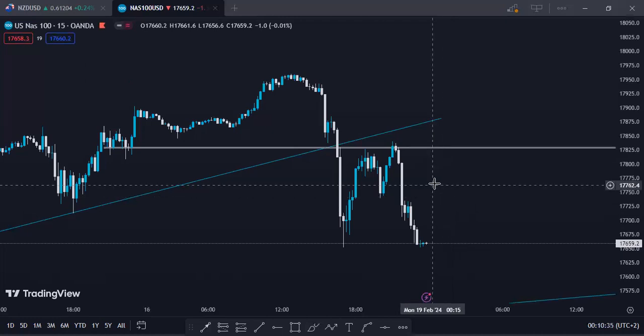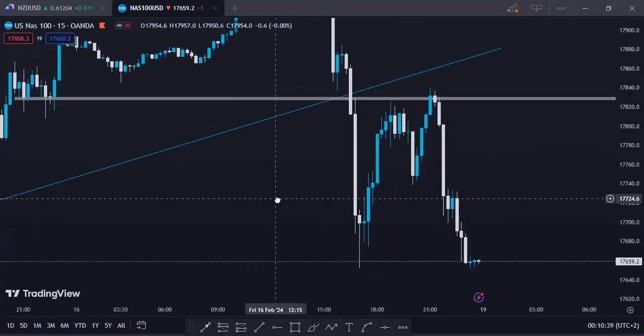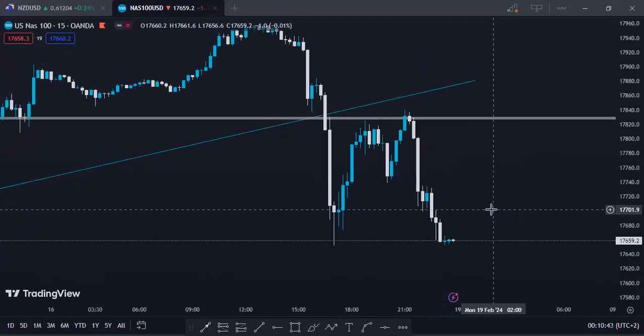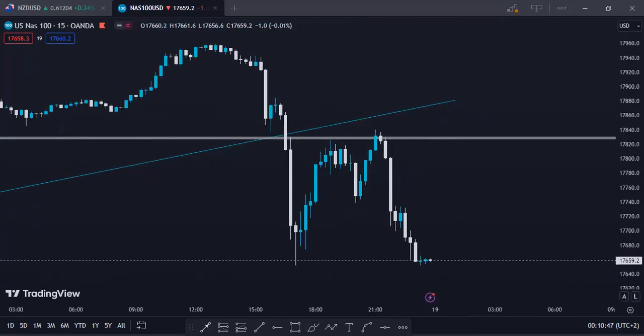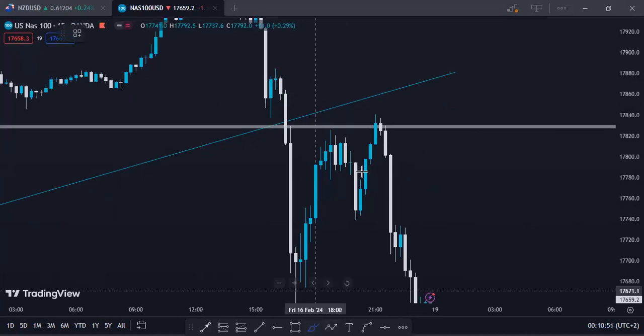With NAS100, you should be cautious and vigilant and try to find quality setups. Don't just trade quantity. Find quality, guys. Quality is the best. So you can see the confirmation I've been looking for at this level. We had an inside bar candlestick. This is an inside bar candlestick.